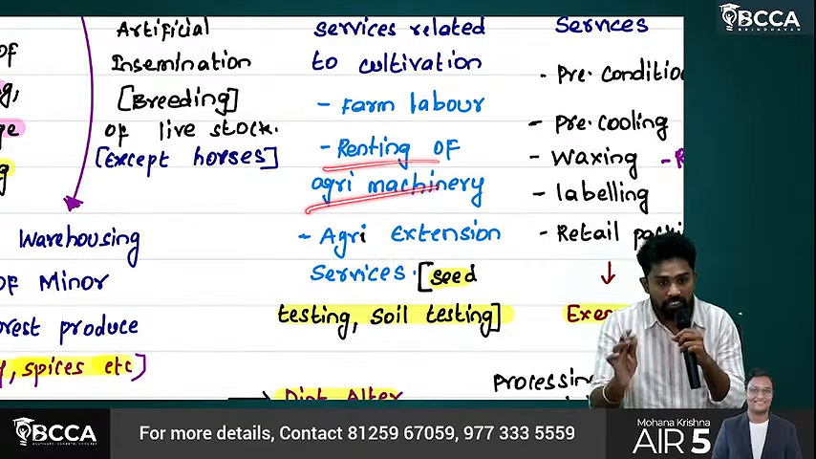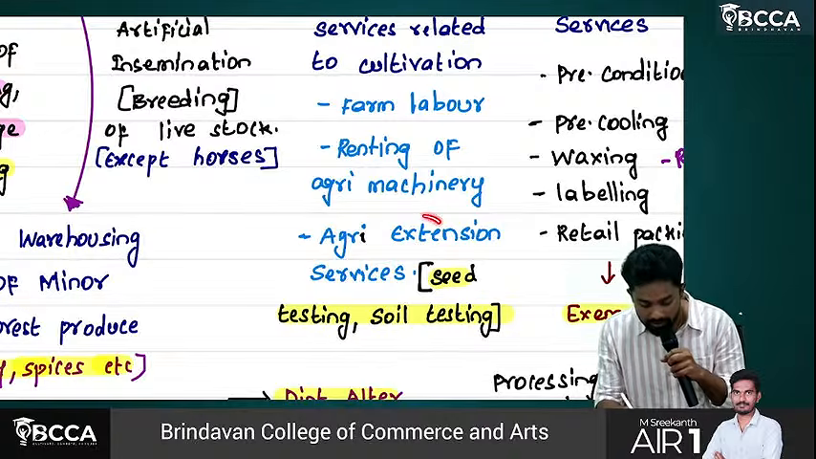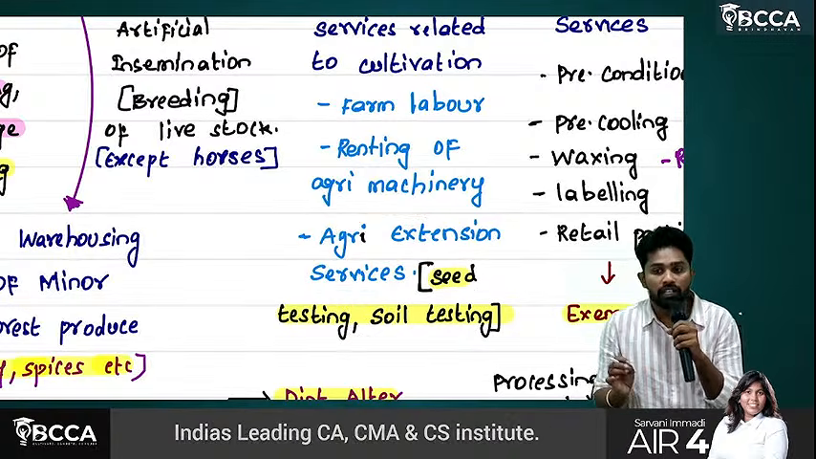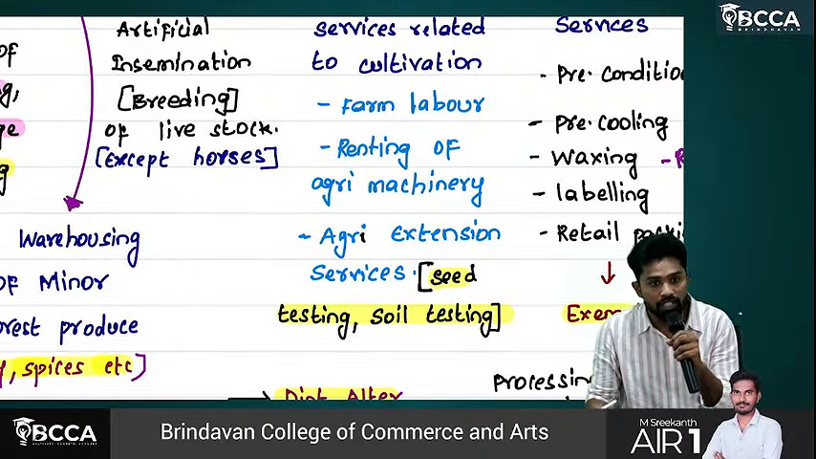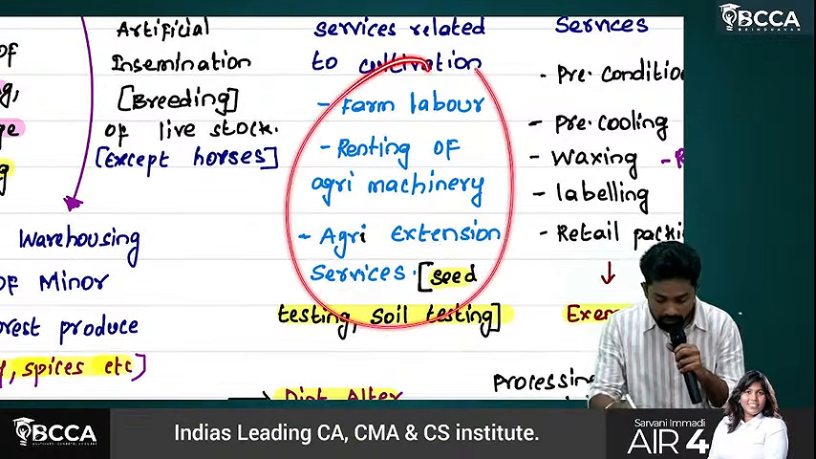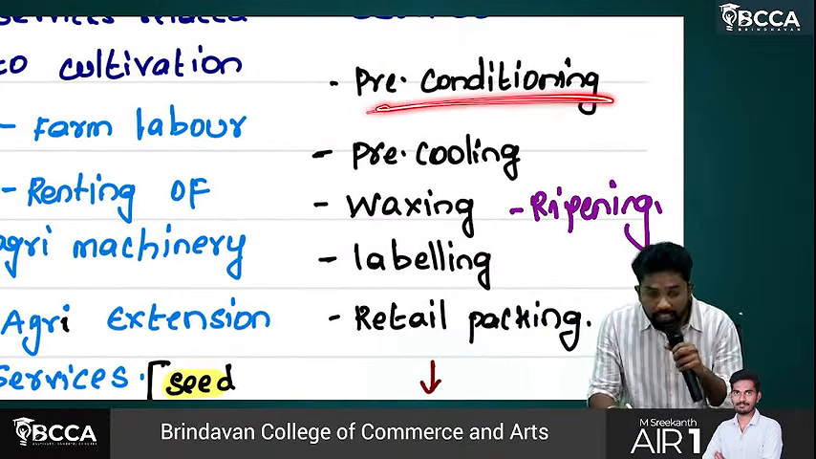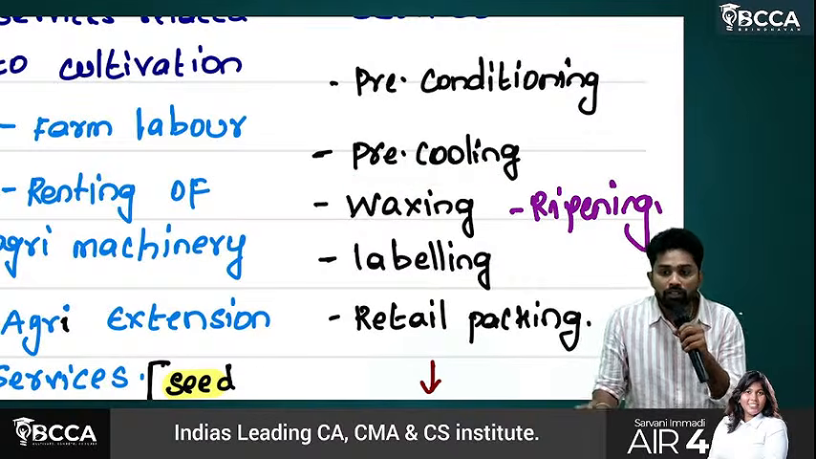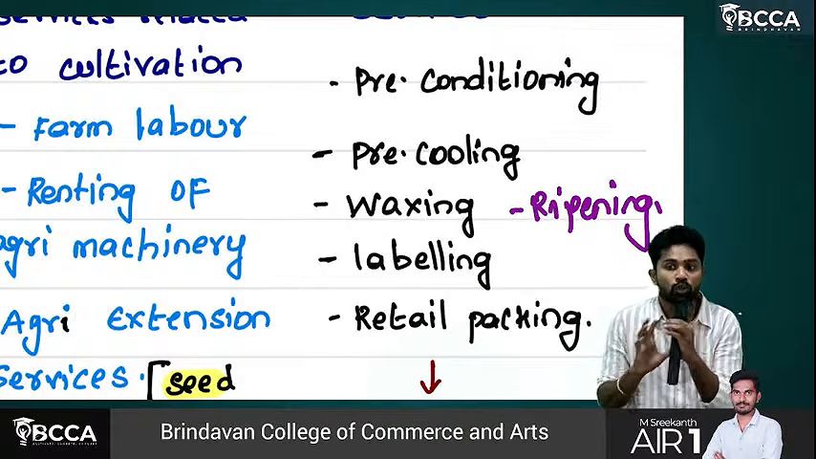He rents agri machinery, exempted. He provides agri extension services. What are agri extension services, sir? Seed testing, soil testing, and guiding the farmer on what crop has to be taken, what fertilizer has to be used, what pesticide has to be used. All those come under agri extension services. All these services are exempted. Then services of preconditioning, pre-cooling. Sir, apples and all, to preserve them for a longer time, they will be kept in cold storages and all.